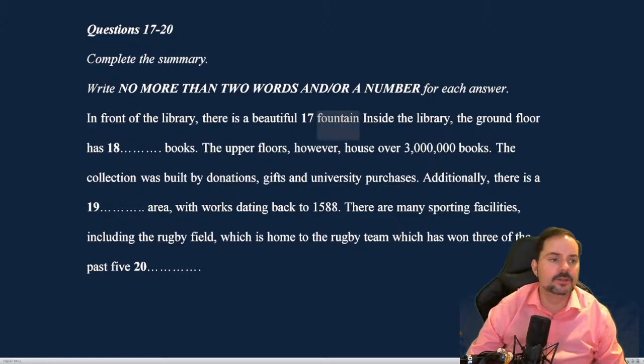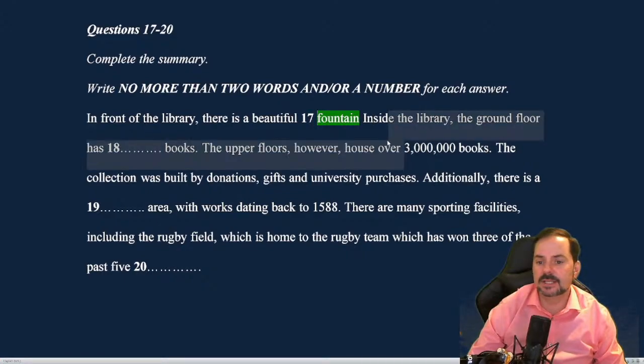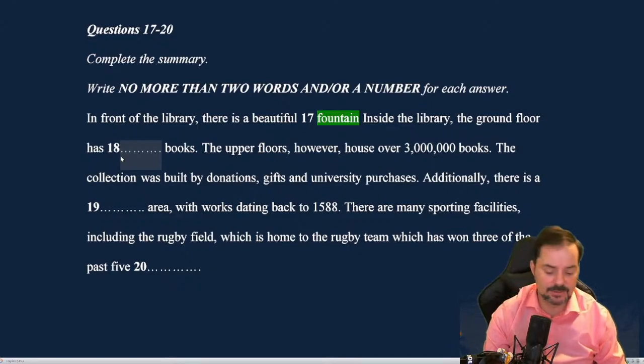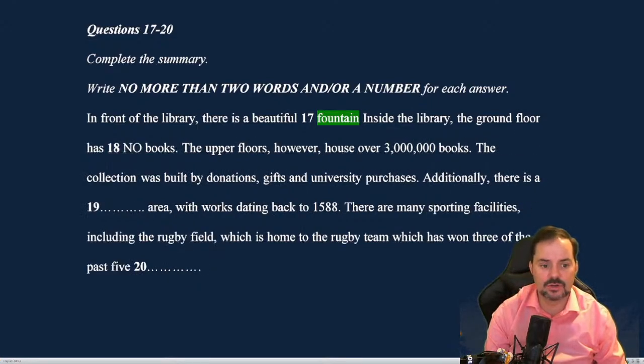And again, you probably saw that I helped you with the pacing here. Inside the library, the ground floor has how many books? Ruth says no books. Yeah, probably because of water damage and such, right? So they said no books. You can use all capitals, by the way, as well. If you're doing all capitals, make sure all of your answers are all capitals.